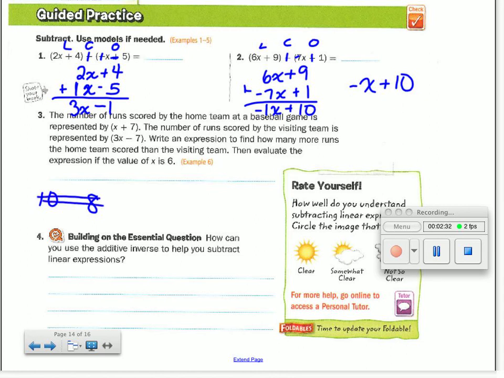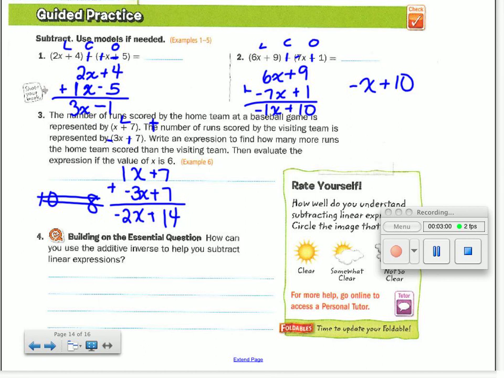So for this one, we're going to also subtract. The home team would be x plus 7. And then we're doing leave, change the subtraction to addition, and then the opposite. So negative 3x plus 7. So we're going to add negative 3x plus 7. So 7 plus 7 is 14. 1 plus negative 3 is a negative 2x.